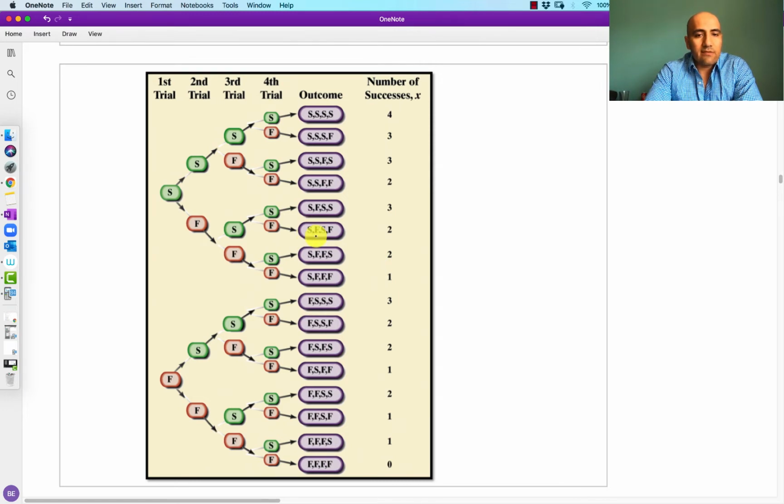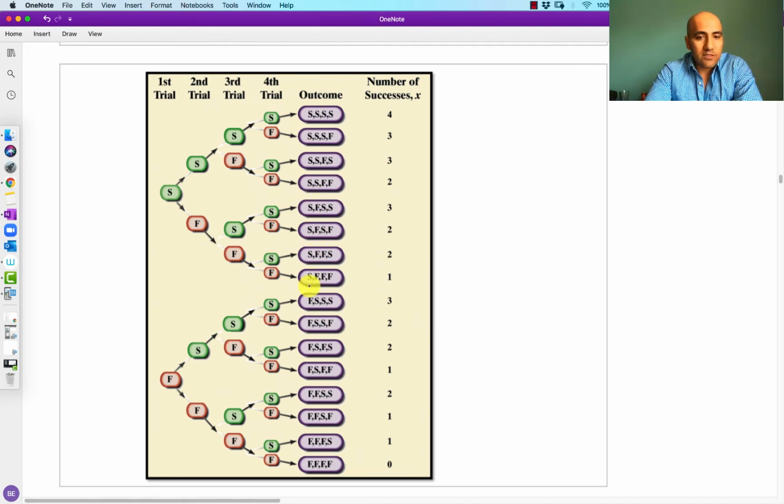First person was O negative, second person was not O negative, third person was O negative, fourth person was not O negative. Okay, and so we can do that for all the various outcomes, and we see that there's going to be a total of 16: 1, 2, 3, 4, 5, 6, 7, 8, 9, 10, 11, 12, 13, 14, 15, 16 possible outcomes.